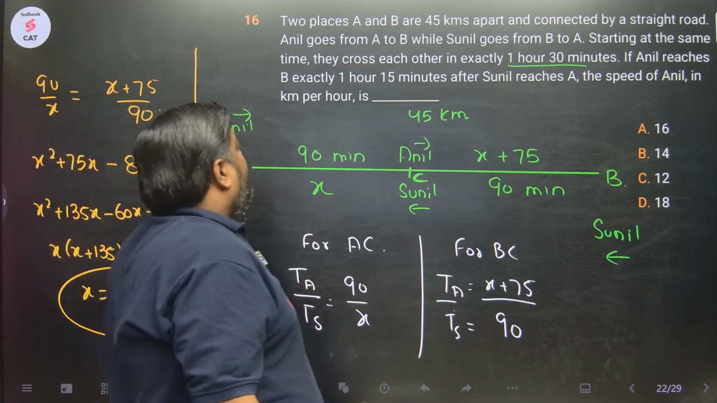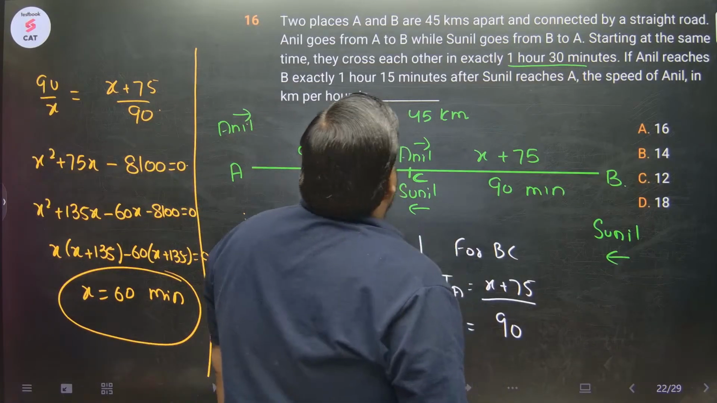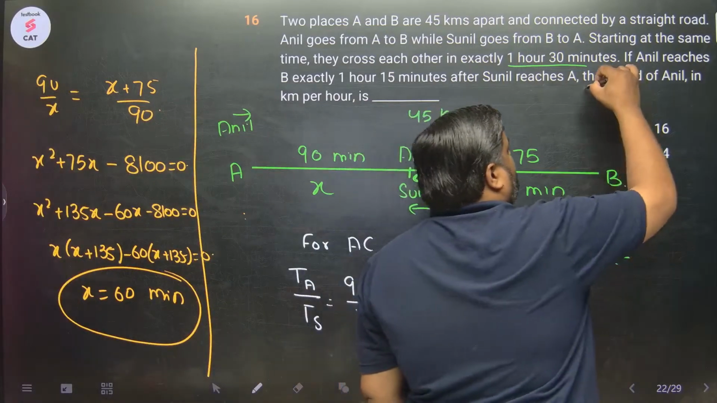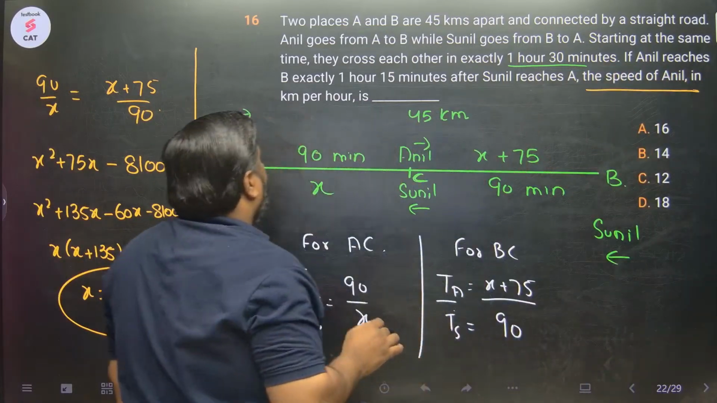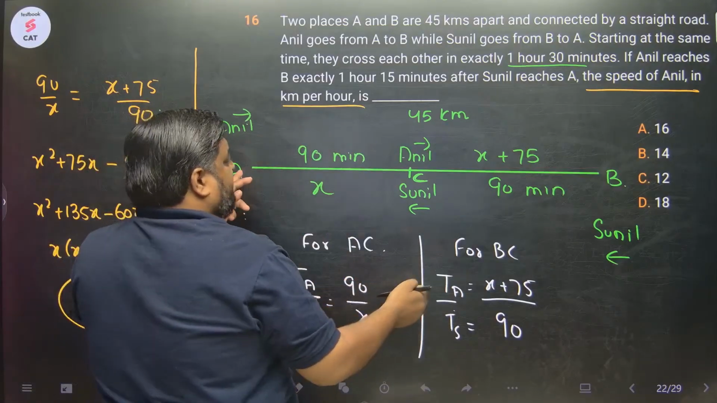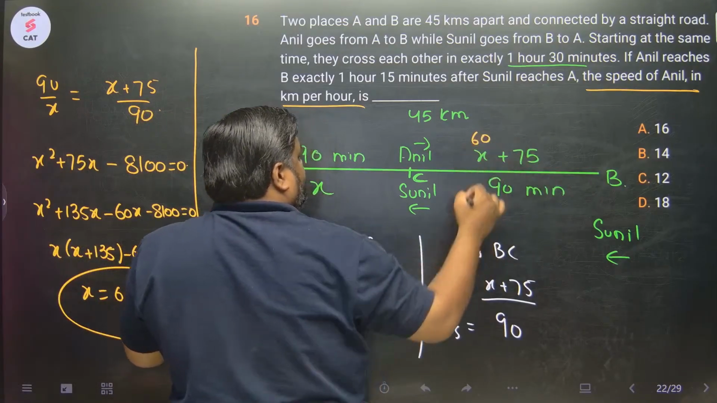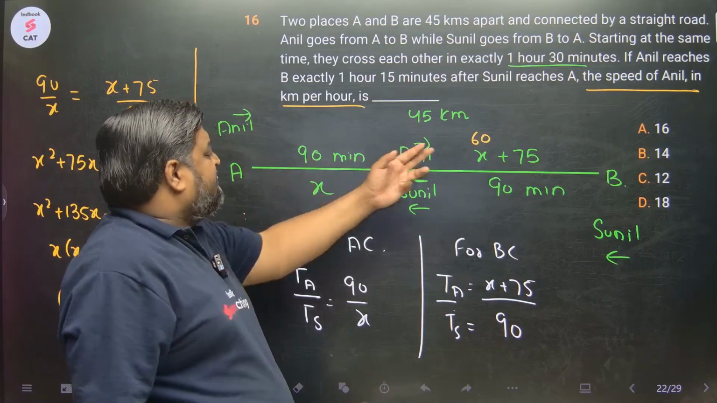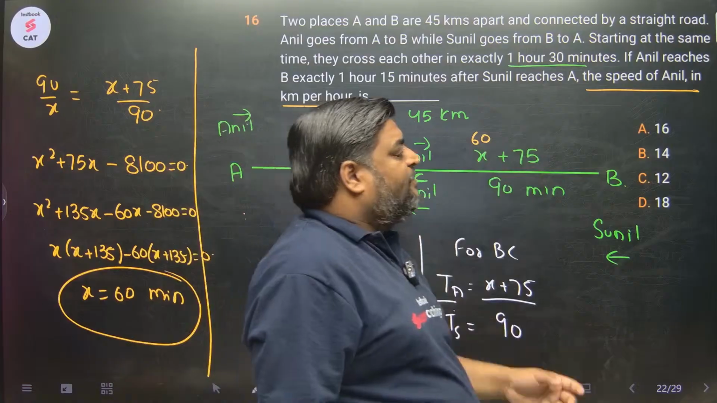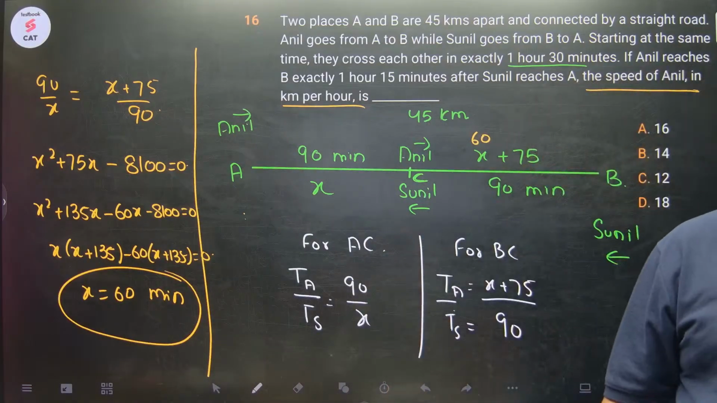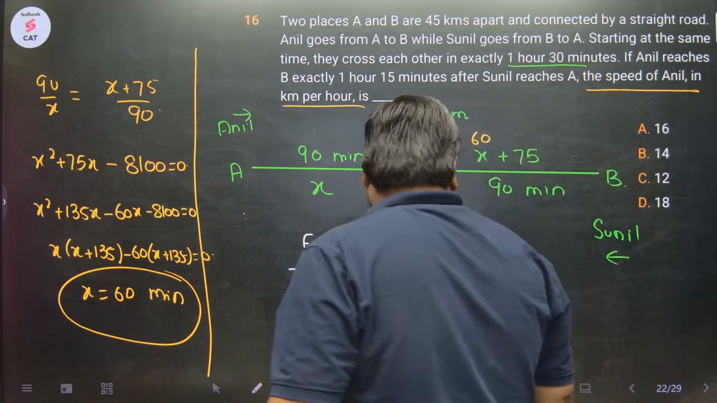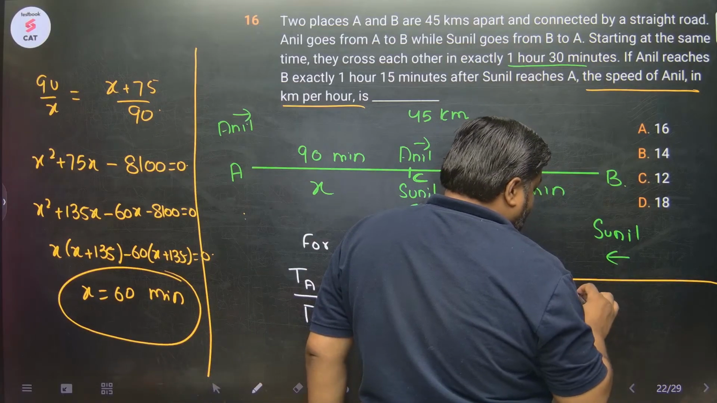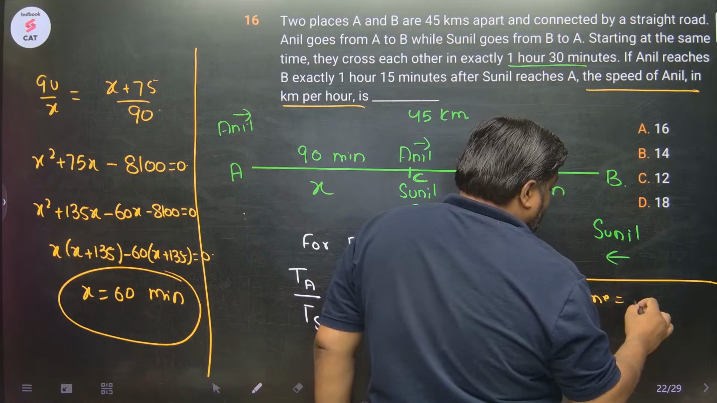क्या पूछा था? What was asked? Speed of Anil in kilometer per hour. अच्छा, अनिल को कितना टाइम लगा ये डिस्टेंस कवर करने में? This is 60 minutes. So Anil took 90 plus 60, 150 plus 75, 225 minutes. Anil took 225 minutes. अनिल को टाइम लगा 225 minutes.